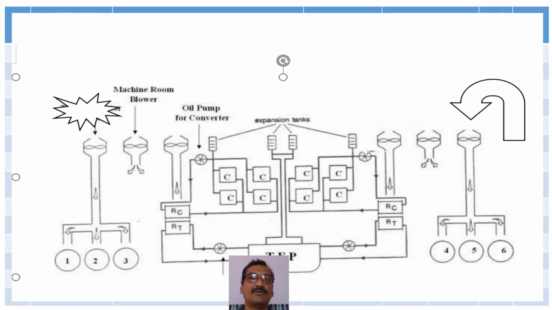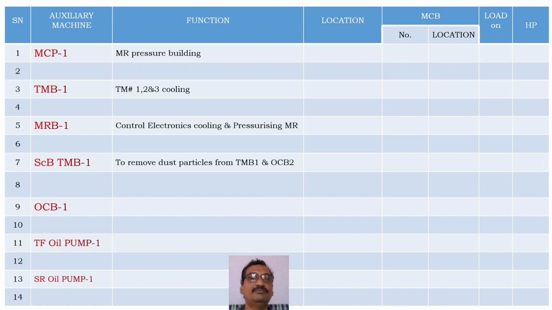Number 4, and then we can find the machine room blower here, which is just taking air and circulating it. And the 5th one, the 6th one, is the transformer traction motor blower, TMB. It is taking air and circulating it to cool number 1, 2 and 3 traction motors. Here are 6 machines, and the 7th machine is the main compressor pump. So 7. We will see them one by one.